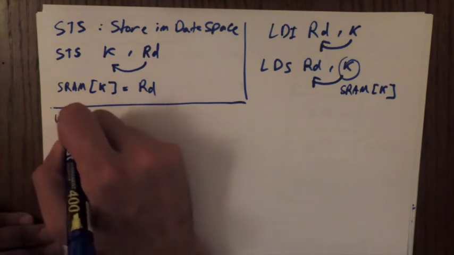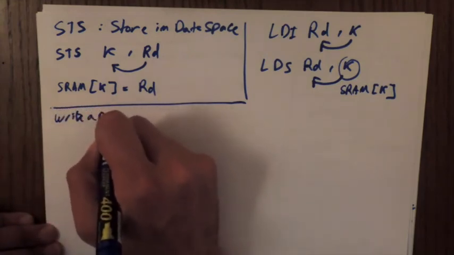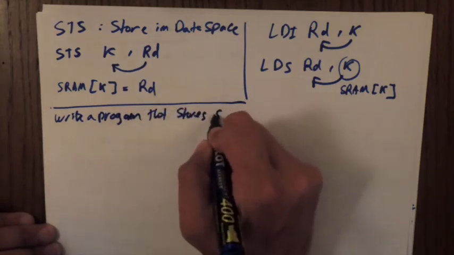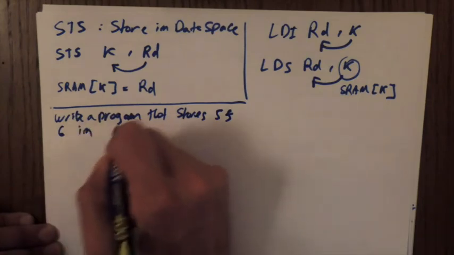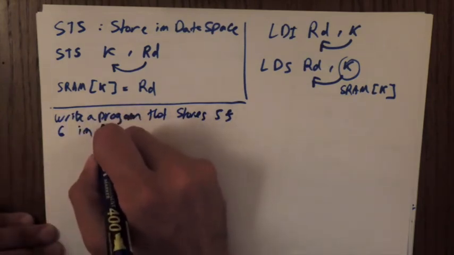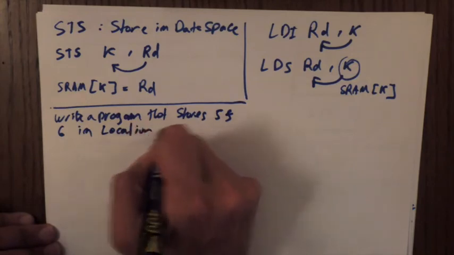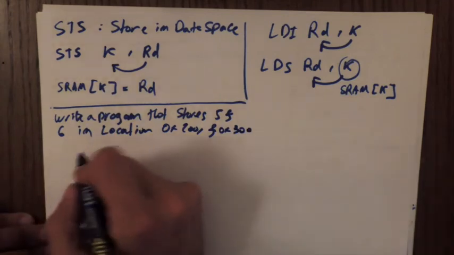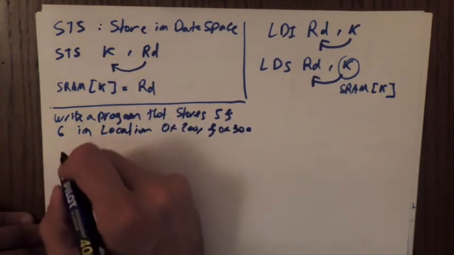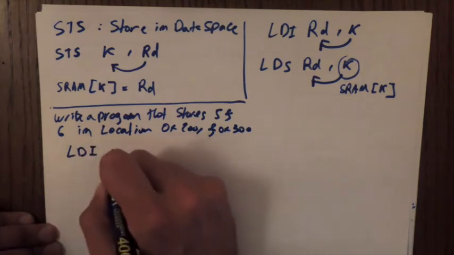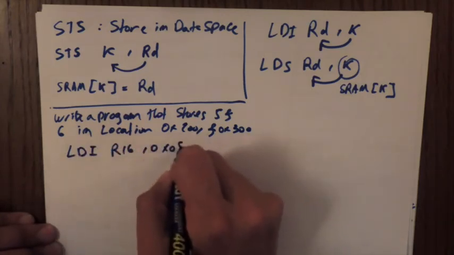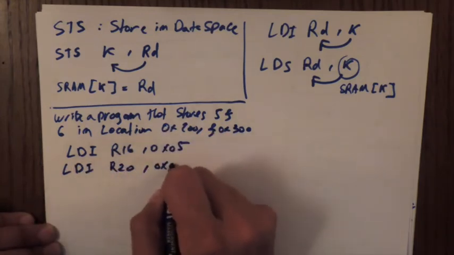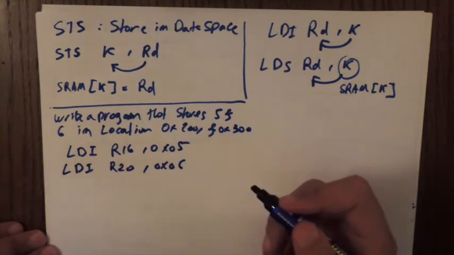Okay, so let's now write a program. Let me write it officially. Write a program that stores 5 and 6 in locations 0x200 and 0x300. It's a very simple program. Well, actually, I need first to get them into my registers. I can use any register. I'm going to use R16 and R20 with 0x05 and 0x06, and now I want to store them into my locations.